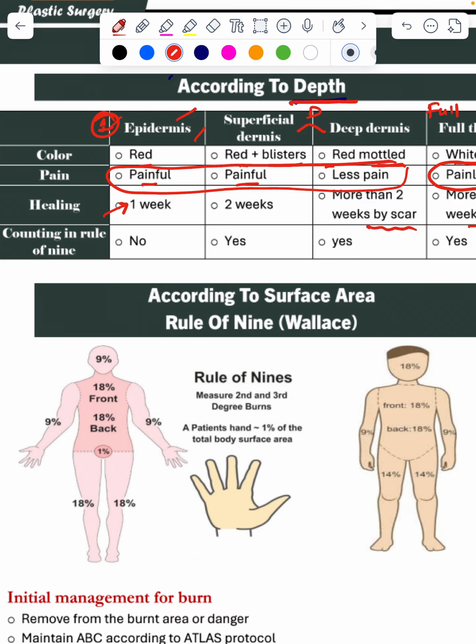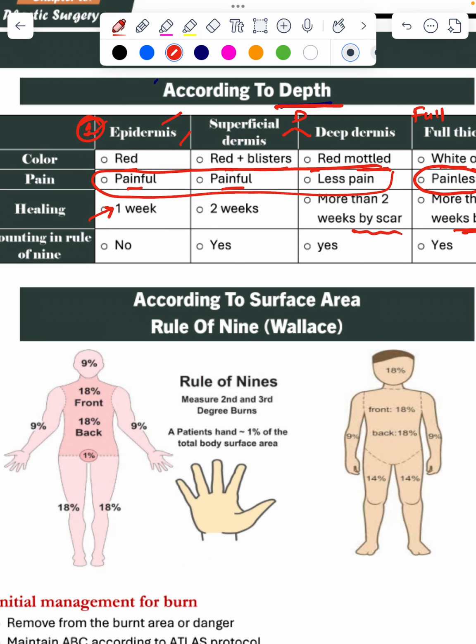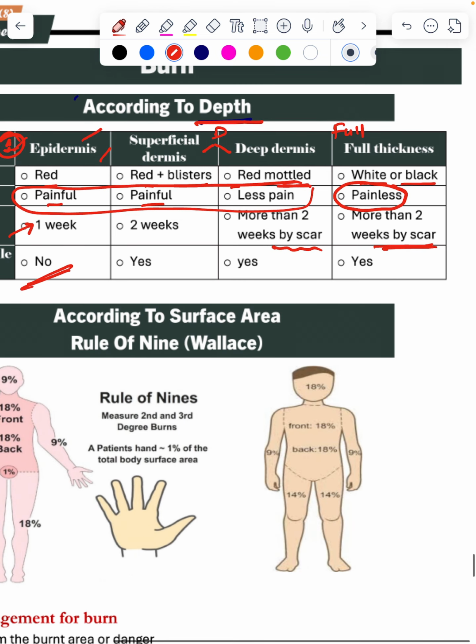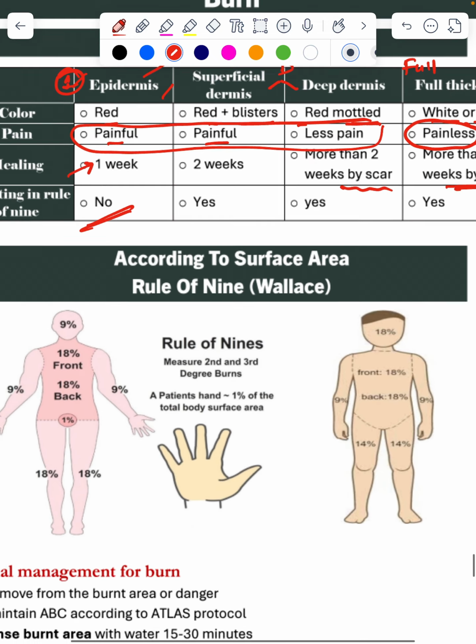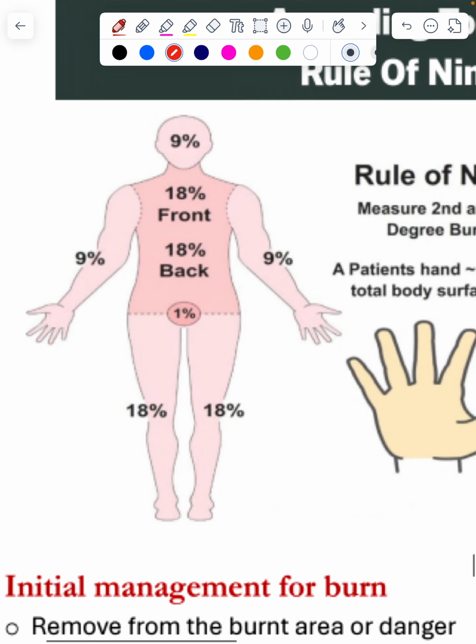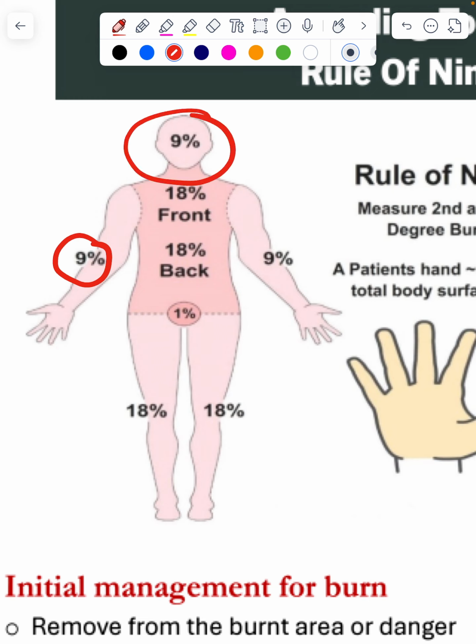Counting rule of 9. For epidermis you don't go for rule of 9, how much percentage, because it is just a very superficial layer. From superficial dermis, from dermal burn you start counting the rule of 9. So this is Wallace rule of 9. You have to measure this. Each upper extremity total, anterior and posterior, is 9. Head and neck total is 9. Each leg is anterior 9, posterior 9. So 9 front, 9 back.